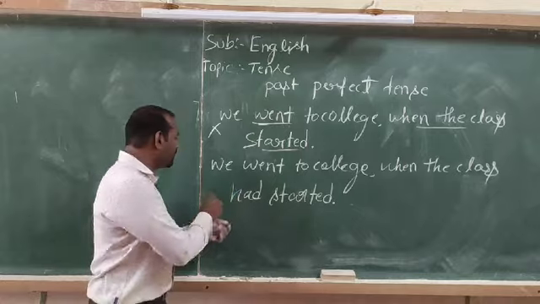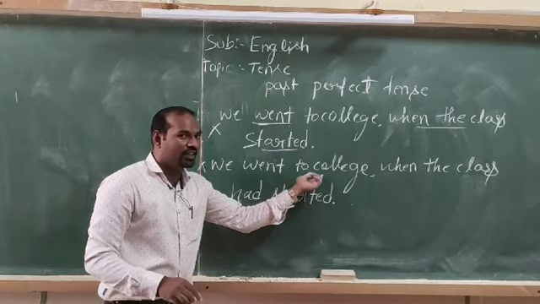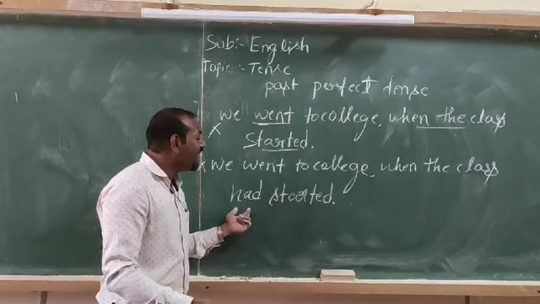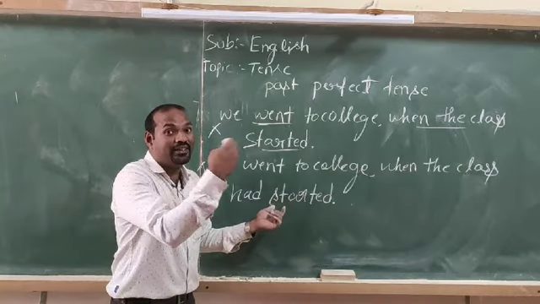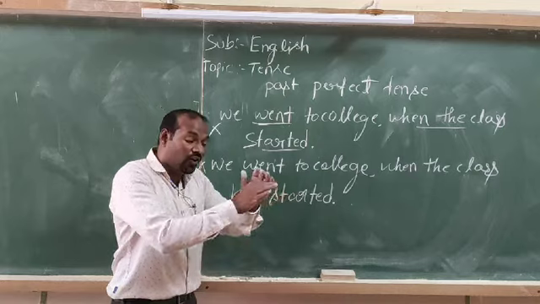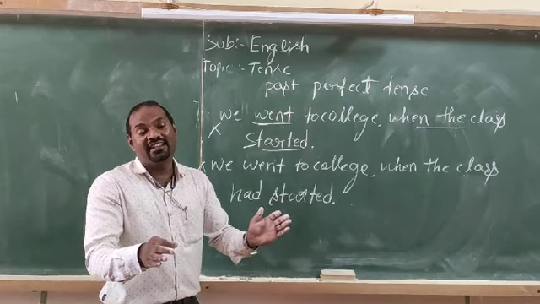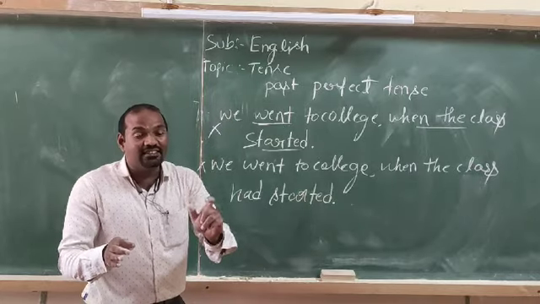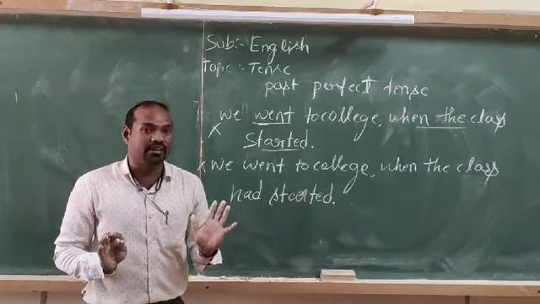Look at the second example here. We went to college. Okay, we went to college, when the class had started. Look, when we went to the college, already the classes had started. So the classes had started is the action which occurred first in the timeline.